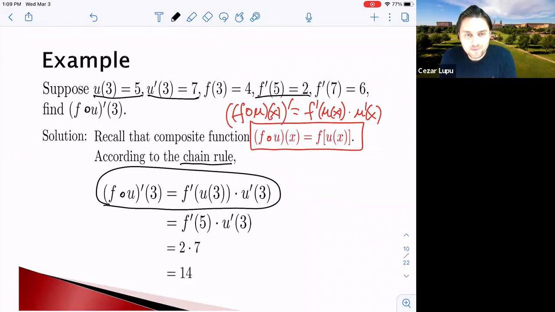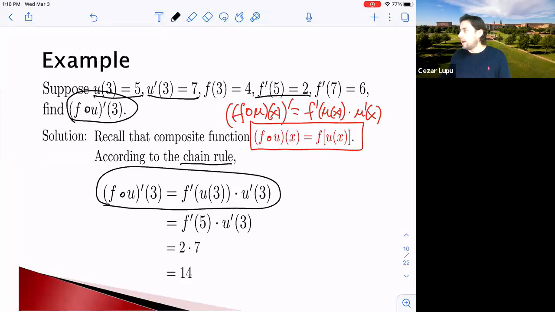I gave you extra information so that I can be a bit confusing. But like I said, you don't need too much information. When I'm asking you to find the derivative of this composition here, the only thing you need is what happens to f prime of u and u prime. So, okay.